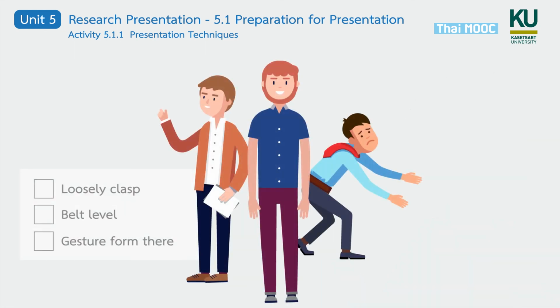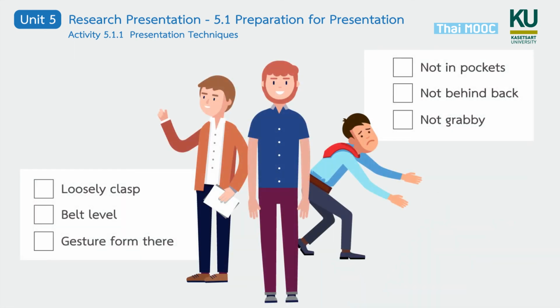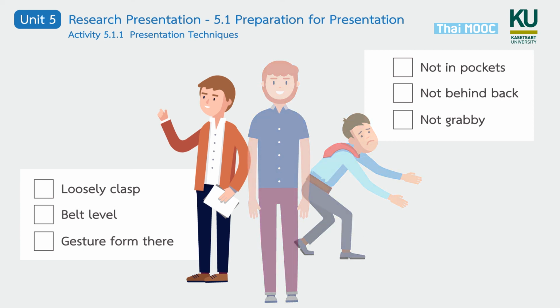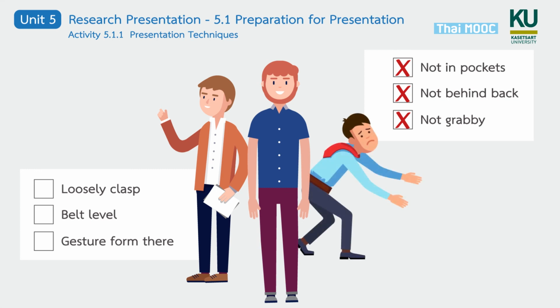Now, you've got your posture. Let's add some gestures to it. Don't put your hands in your pockets, behind your back, or grab onto different parts of your body for security. All that looks very distracting. Don't interlock your fingers or wring your hands.